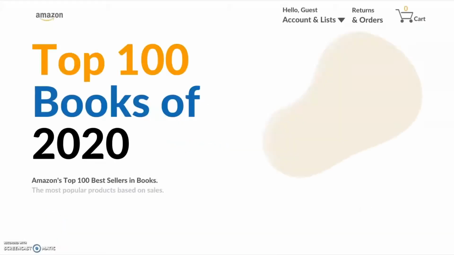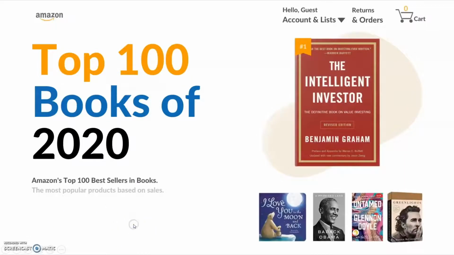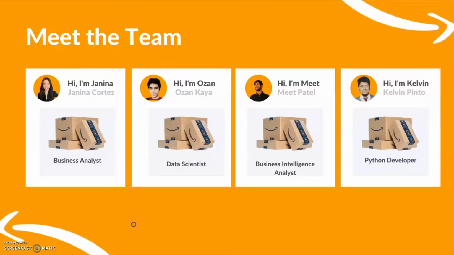Moving on. The next task is to collect a minimum of 100 entries. So from our outside source, which is Amazon, we found an interesting topic, which is the top 100 books of 2020. This is Amazon's top 100 bestsellers in terms of their book category. It's the most popular products based on sales. Some of the books that made it to the top 5 are the following. There you go.